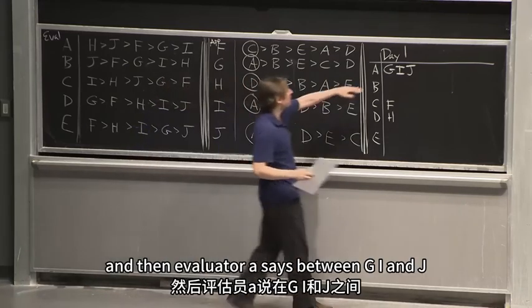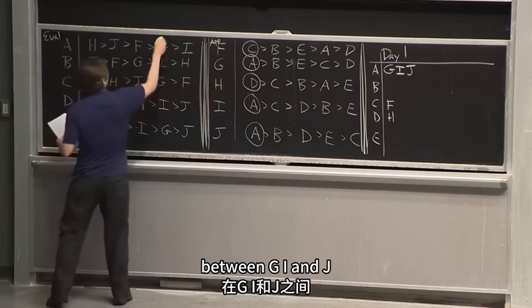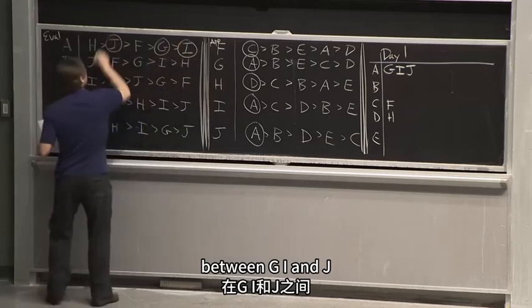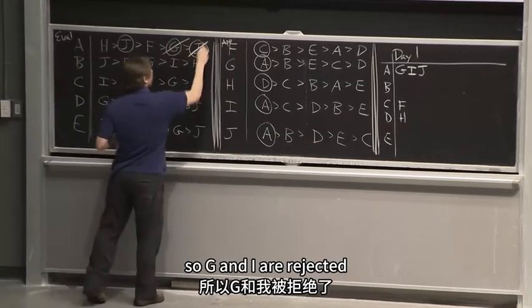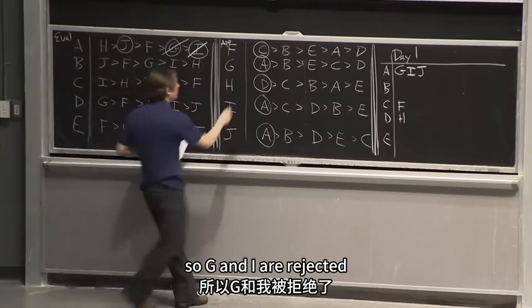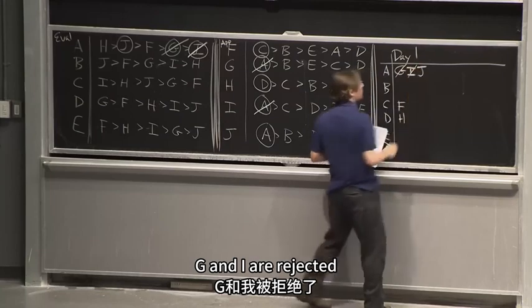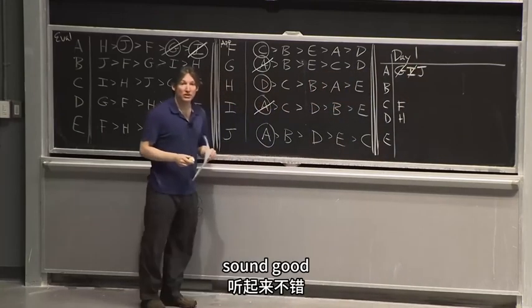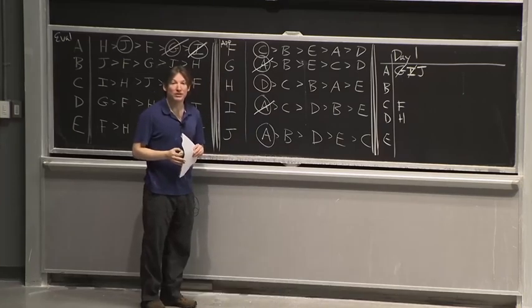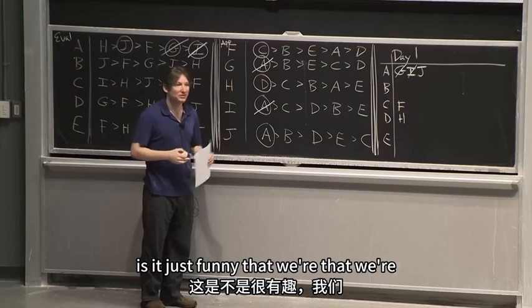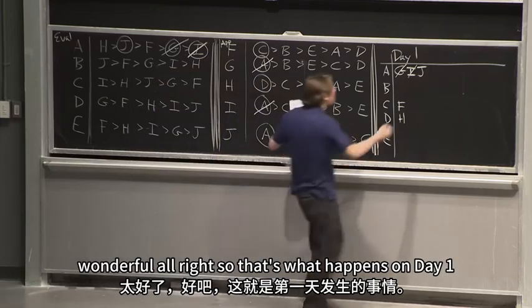And then evaluator A says, between G, I, and J, I prefer J. So G and I are rejected. Sound good? I see some head shake. Was that a question, or is it just funny that we're being so aggressive? Wonderful. All right, so that's what happens on day 1.